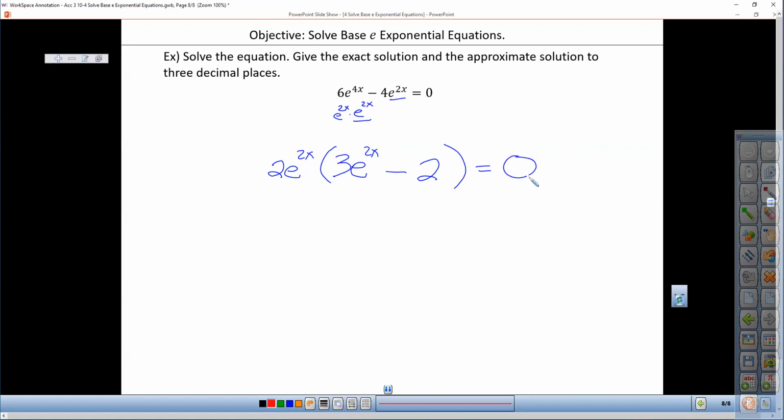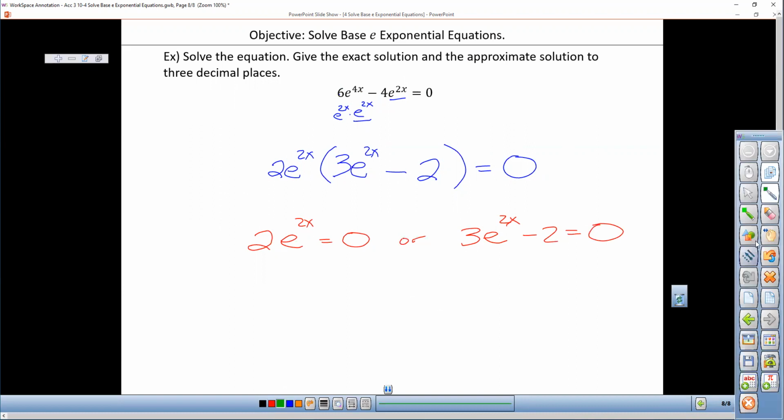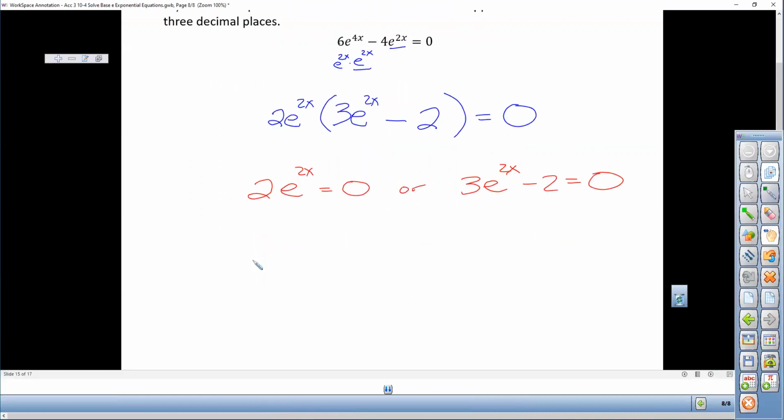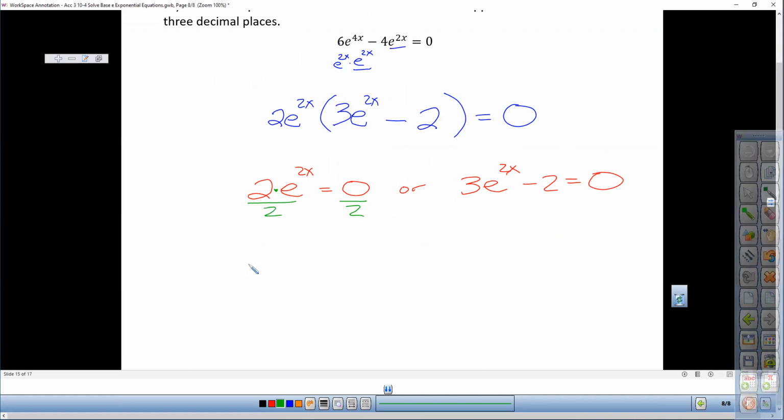So now we have a product of factors equals 0, and here we can now use our zero product property. So 2e to the 2x equals 0, or 3e to the 2x minus 2 equals 0. Going back to the first one, we do not have a power equals a power structure. That 2 is not part of the power, so we undo the multiplication. Remember, 0 divided by any other number is still 0. And so we get e to the 2x equals 0.